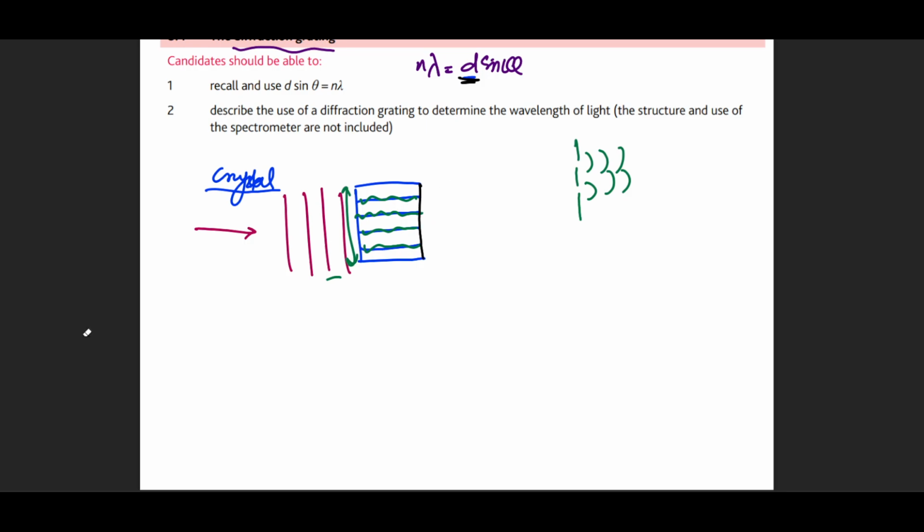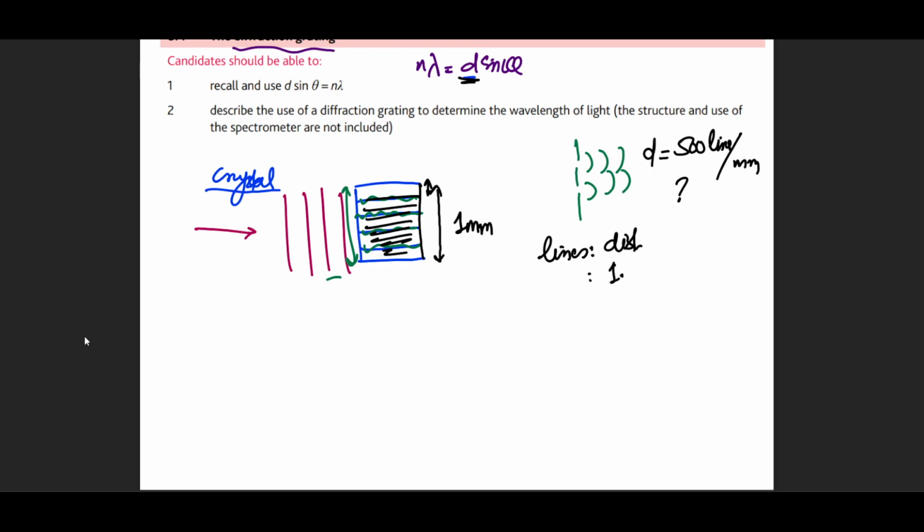So how is this d generally given? They give the value of d as, let's say, 500 lines per millimeter. What does this mean? It means that if this crystal was 1 millimeter long or 1 millimeter thick, there will be 500 lines on the crystal. We want to find the distance between two lines, so we take lines and ratio the distance. In 1 millimeter, we were able to create 500 lines. So how much distance is there for one line, or between one line?